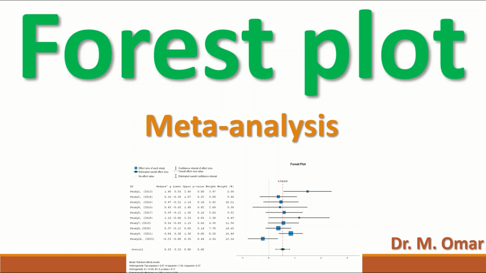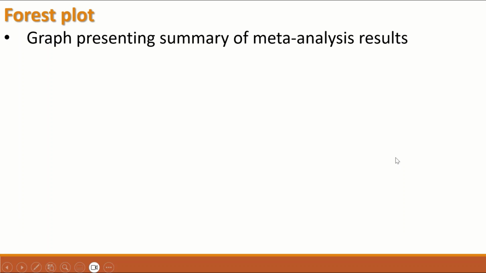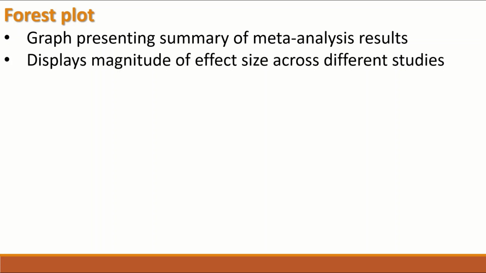A forest plot is a diagram produced as one of the outputs from meta-analysis, as shown here in this diagram. This is a forest plot. So what is a forest plot? A forest plot is a graph that presents the summary of meta-analysis results. It displays the magnitude of the effect size across different studies.